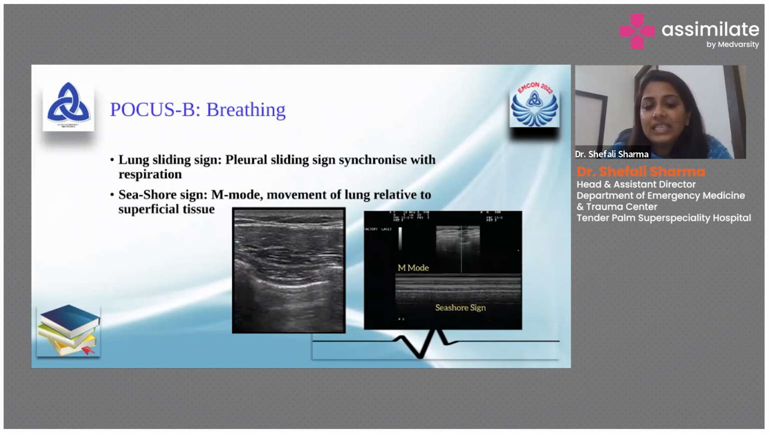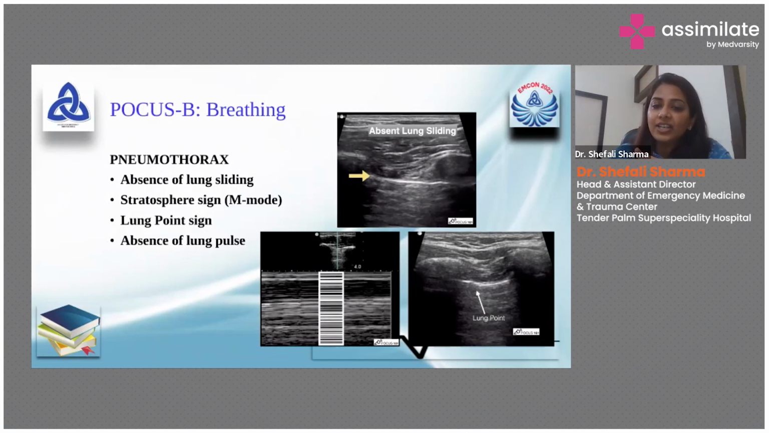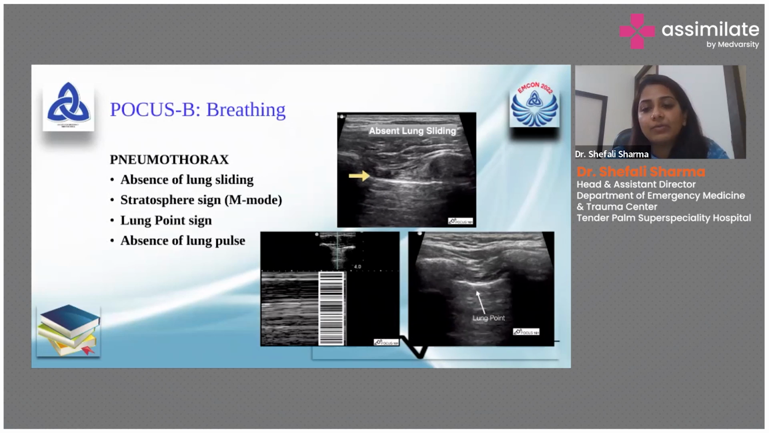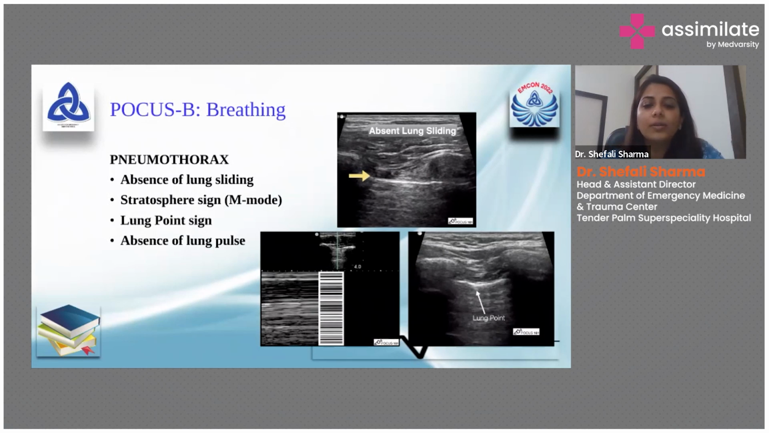So you need to see whether you are getting a lung sliding sign in all the zones of the lung when you check, and in M mode you need to have a seashore sign. What is abnormal is when you don't get a lung sliding sign. So in pneumothorax, when there is an air collection between the visceral and the parietal pleura, you get absent lung sliding. And when you convert into M mode, you get a stratosphere sign or the barcode sign.